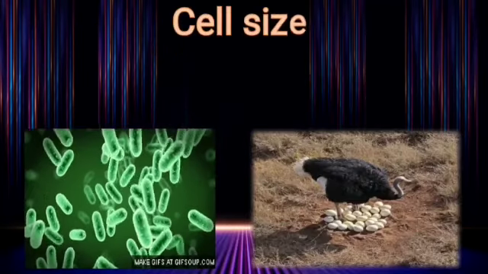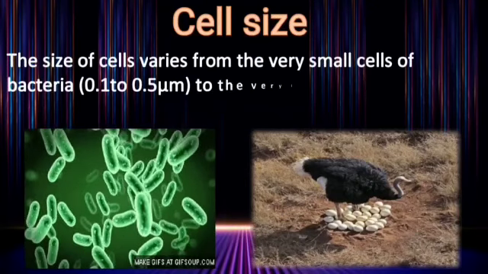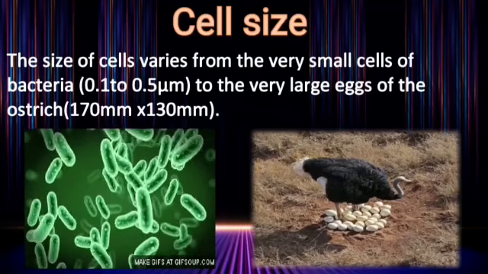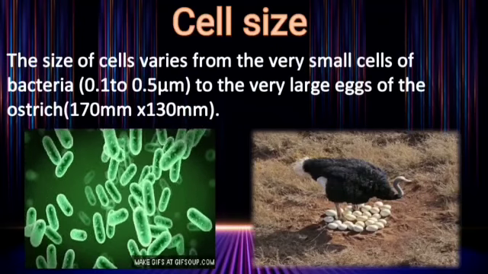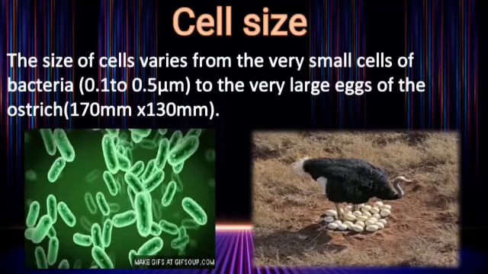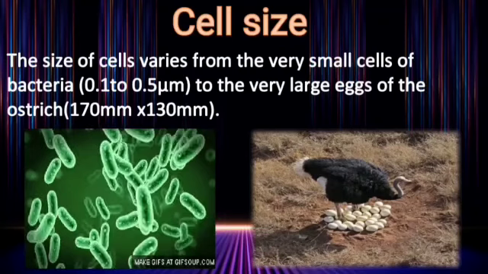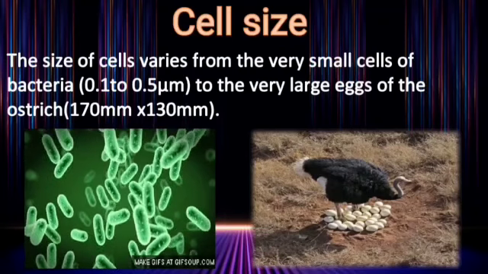Now we will see cell size. The cells and their organelles are measured by fractions of a millimeter. 1/1000th of a millimeter is called a micron. Most of the cells are microscopic in size and are not visible to the naked eye. They need to be enlarged or magnified by a microscope to be seen.